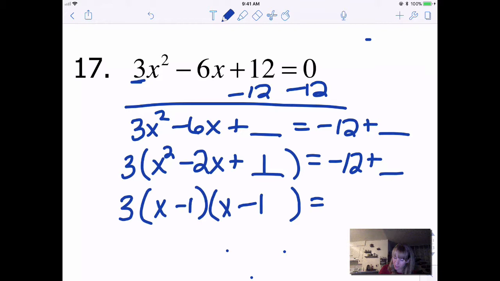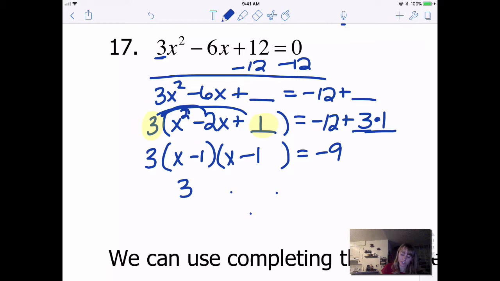But whatever I add to the other side is actually going to be 3 times that number. Because think, if I were to distribute that 3 through, what I really added to that side was 3 times 1. So I'm going to put a 3 on this blank. Or maybe 3 times 1 is a better way to think about that. So then I get negative 12 plus 3 is negative 9. So then I've got 3 times x minus 1 squared is negative 9. And I can finish solving my problem.